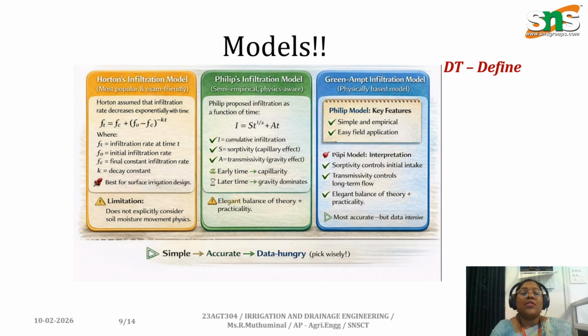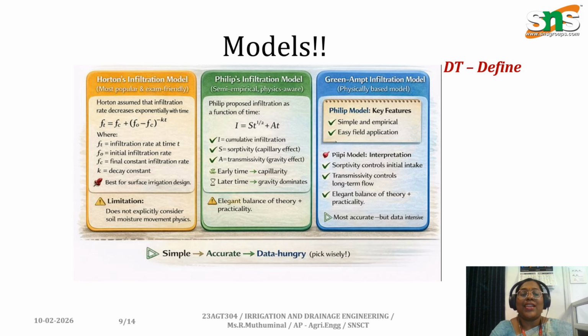is reduced. So here I'll give you a detailed explanation on three models, that is Horton's infiltration model, Phillips infiltration model, Green-Ampt infiltration model. Horton's infiltration model is the most popular and exam-friendly model. In this, it is assumed that the infiltration rate decreases exponentially with time.